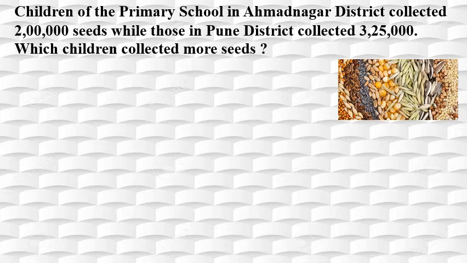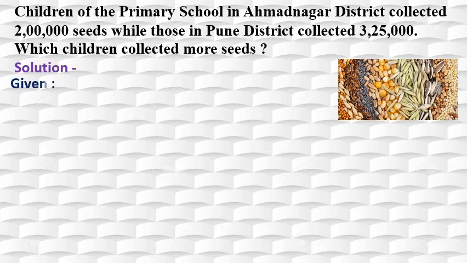Here, 2 districts' children are mentioned, that is, Ahmednagar district children and Pune district children, and both of them collected seeds. Ahmednagar district students collected 2 lakh seeds while Pune district students collected 3,25,000 seeds. Now the question asked is, which children collected more seeds? Okay, we will write through the procedure.